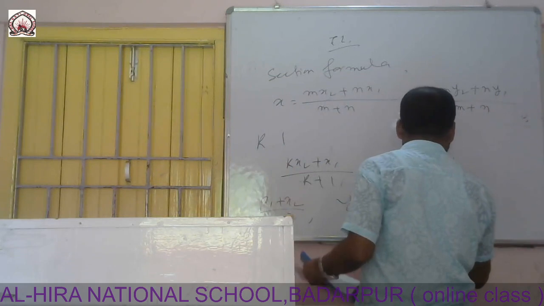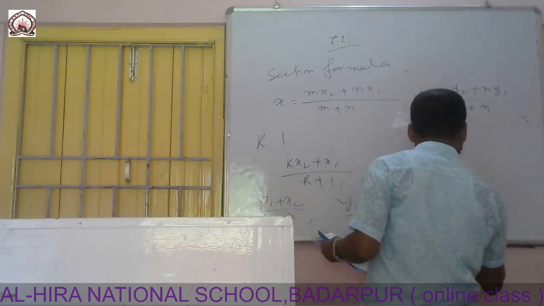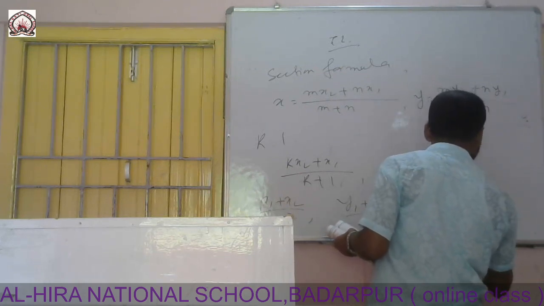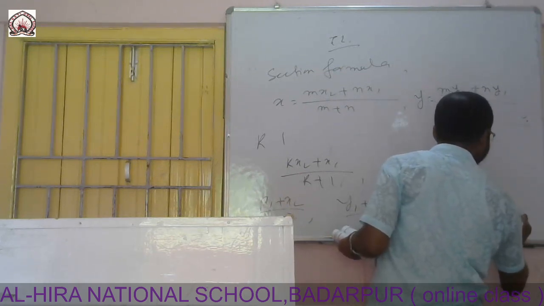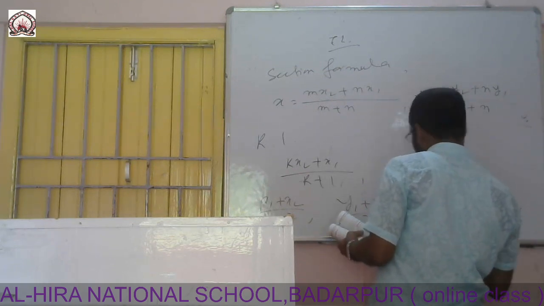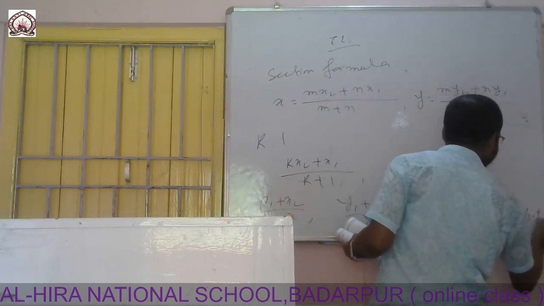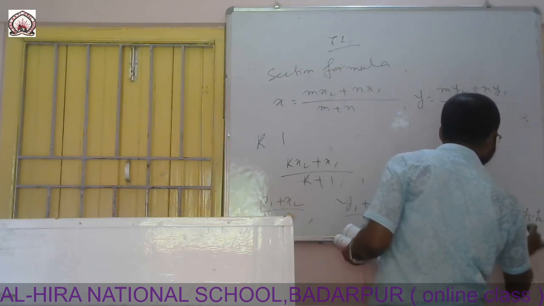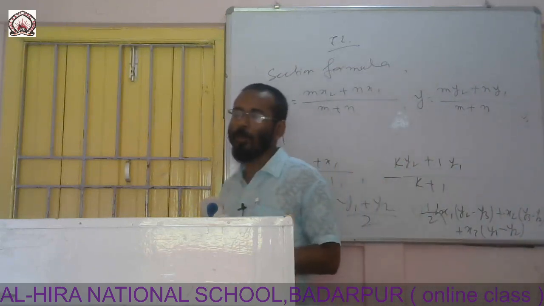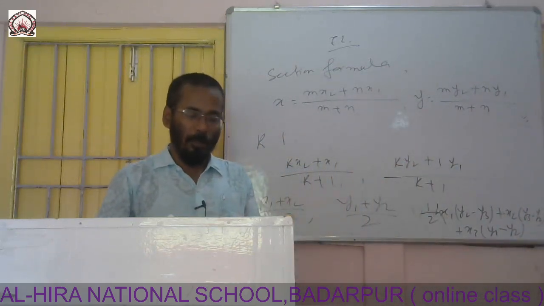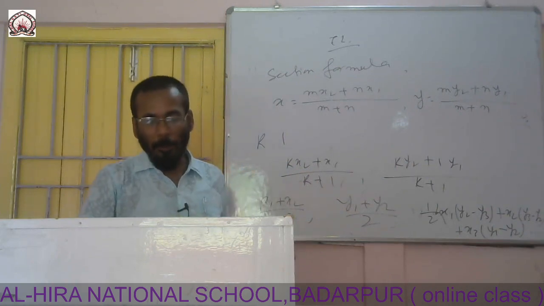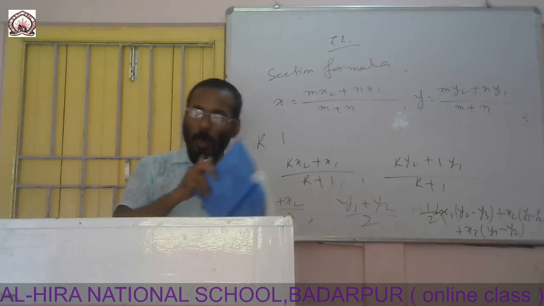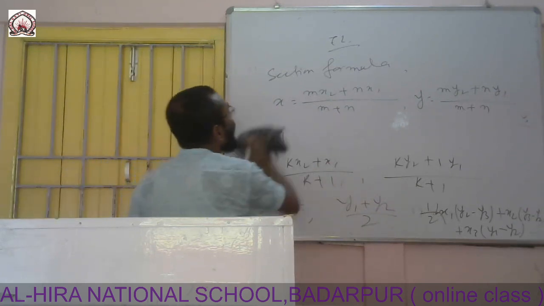Another formula is the area of triangle. Area of triangle is half of x1 into (y2 minus y3) plus x2 into (y3 minus y1) plus x3 into (y1 minus y2). So in exercise 7.3 you use the distance formula and the area of triangle formula, and 7.2 is the section formula. So I am doing example number 1, which is from 7.2.